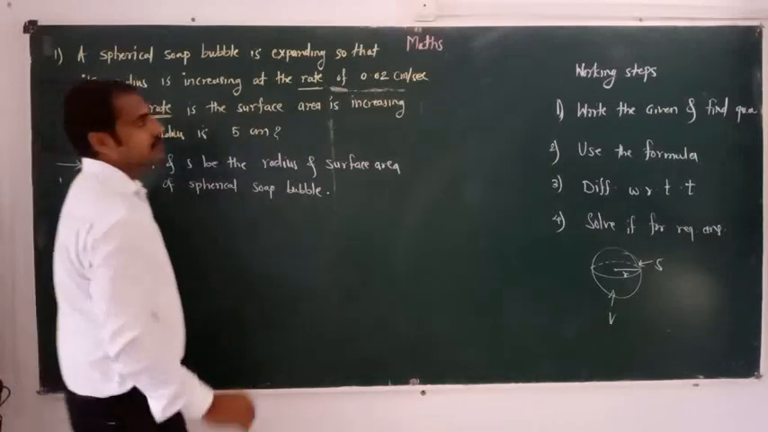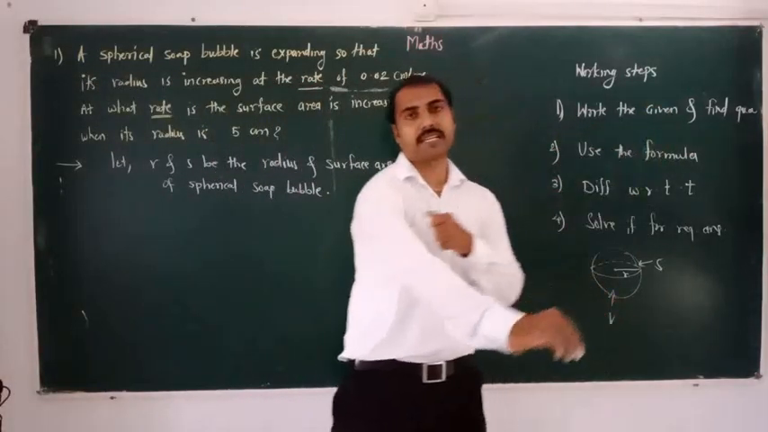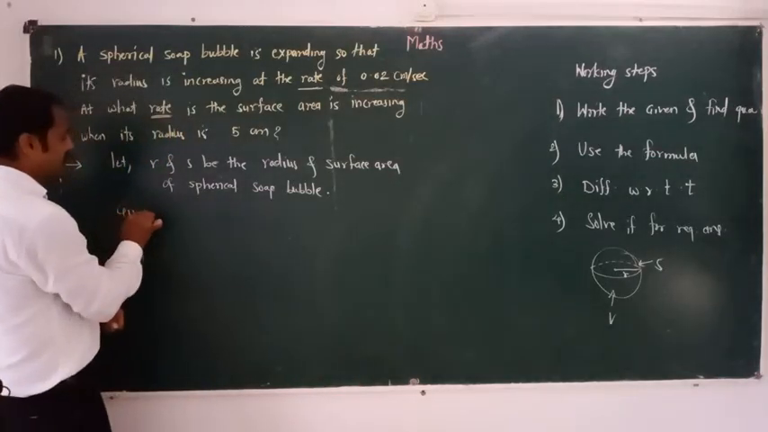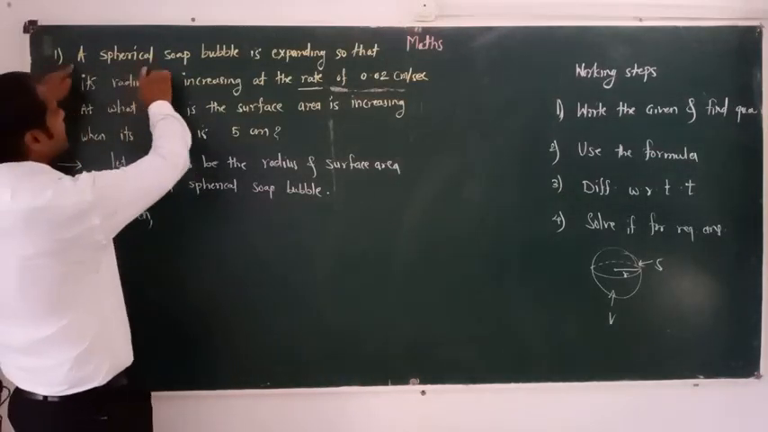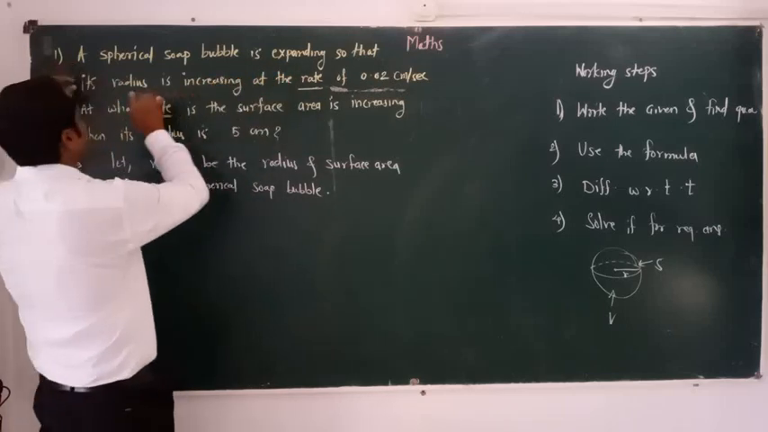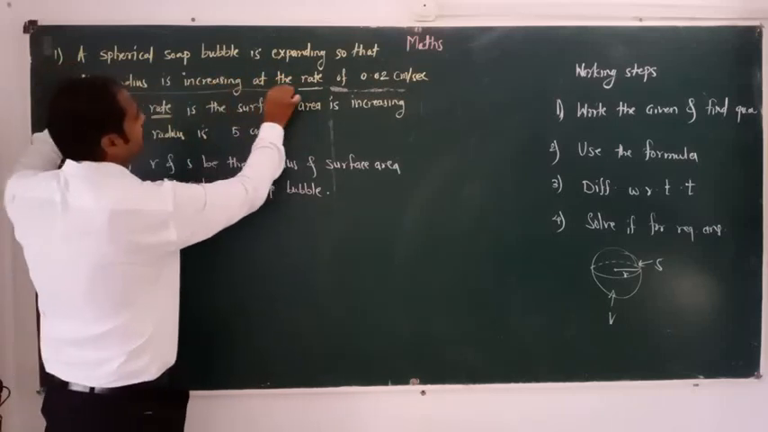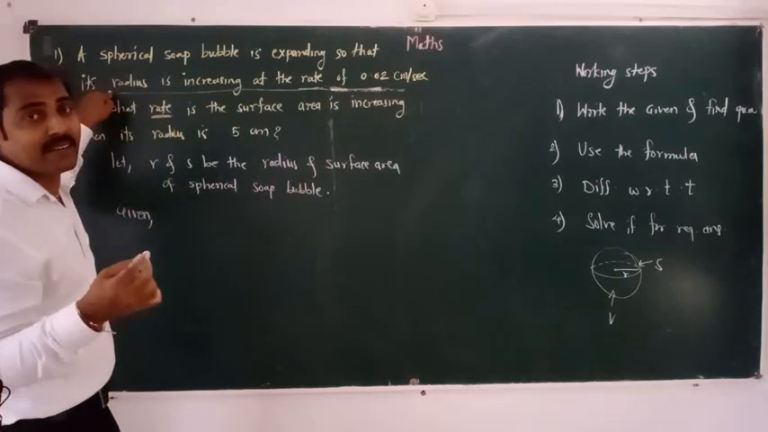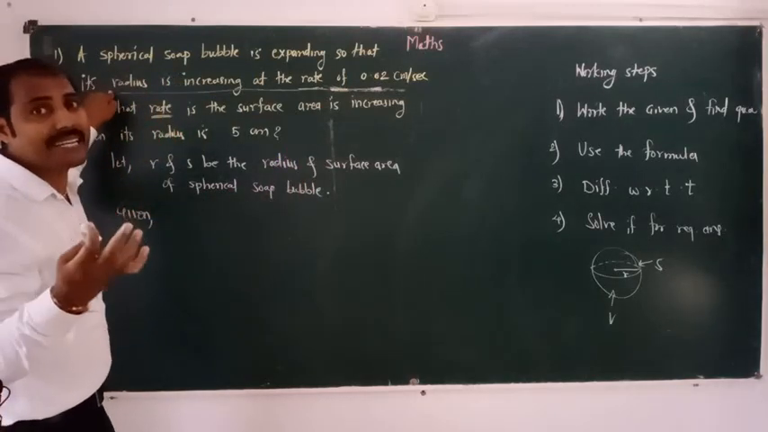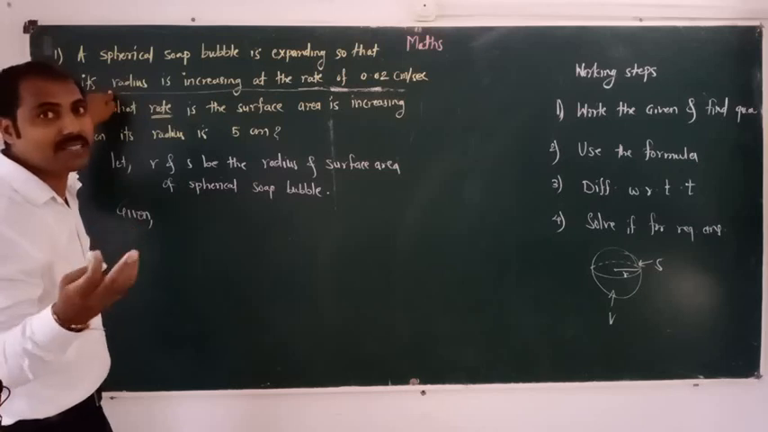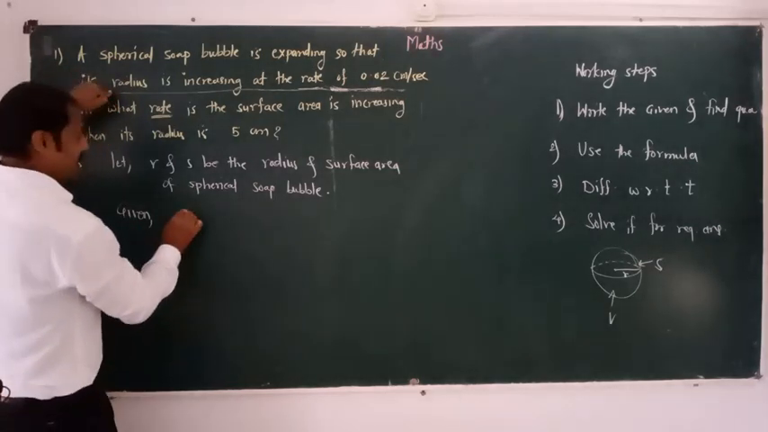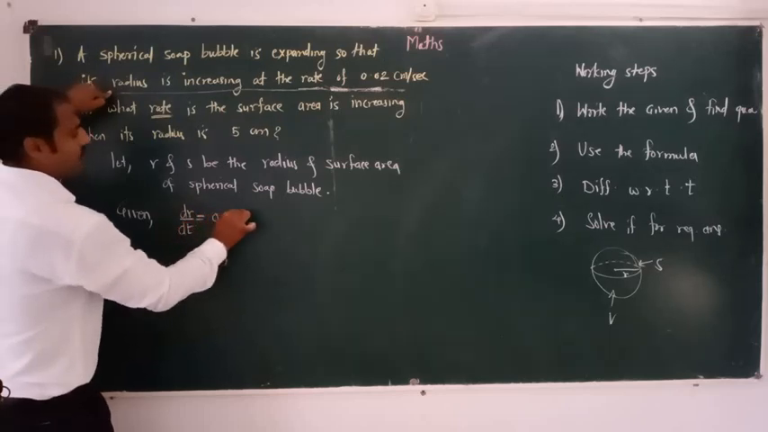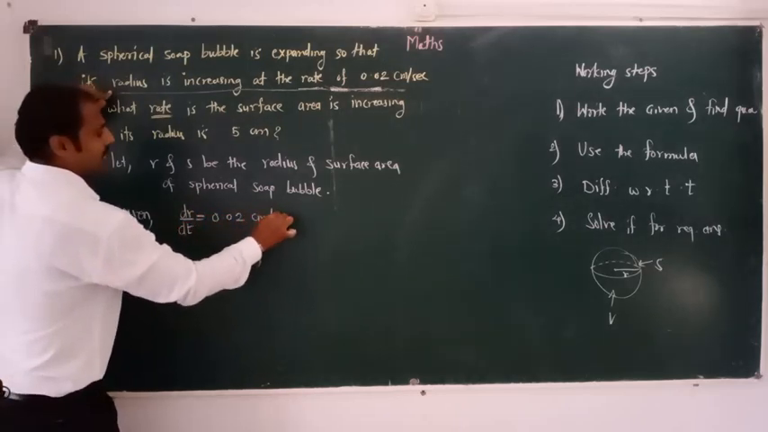First step is write the given and to find quantities. Given, what is given? A spherical soap bubble is expanding so that radius is increasing at the rate. Means dr by dt is given, rate of change of radius. dr by dt is given, which is equal to 0.02 centimeter per second.